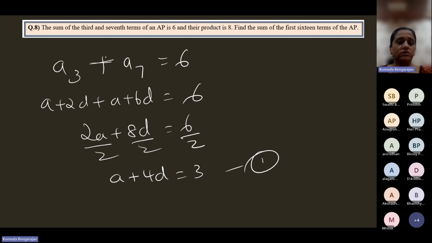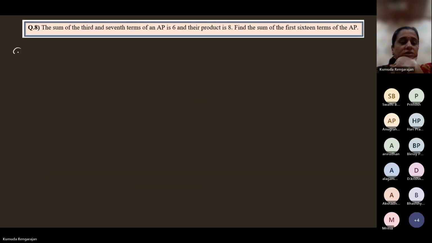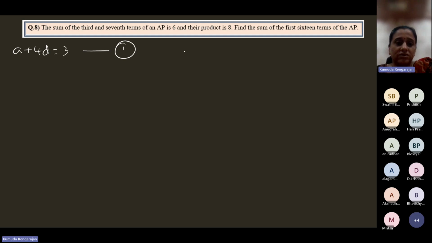The sum of the third term and the seventh term is 6: A plus 2D plus A plus 6D is 6. So that gives you this equation, A plus 4D is equal to 3. And their product is 8. That means A3 into A7, their product, is 8.